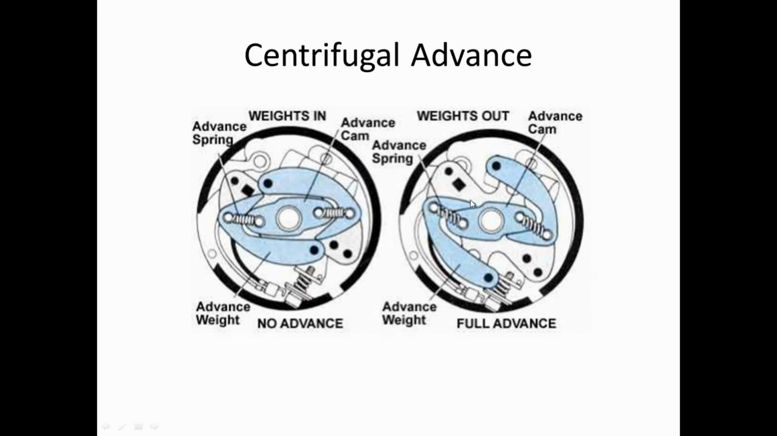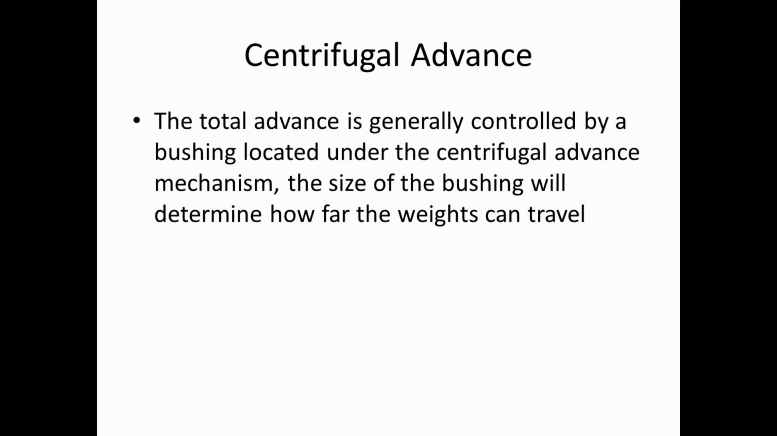As you can see here, our little arm is actually resting against the advance cam. That's one way of controlling total timing. I know a lot of the newer MSD distributors have some kind of bushing underneath to control the maximum amount of advance. But that's basically centrifugal advance in a nutshell. The total amount of advance is generally controlled by some kind of bushing or mechanical stop located under the centrifugal advance mechanism. In an adjustable scenario, say those newer MSD distributors, changing the physical size of the bushing will limit how far the weights can travel.